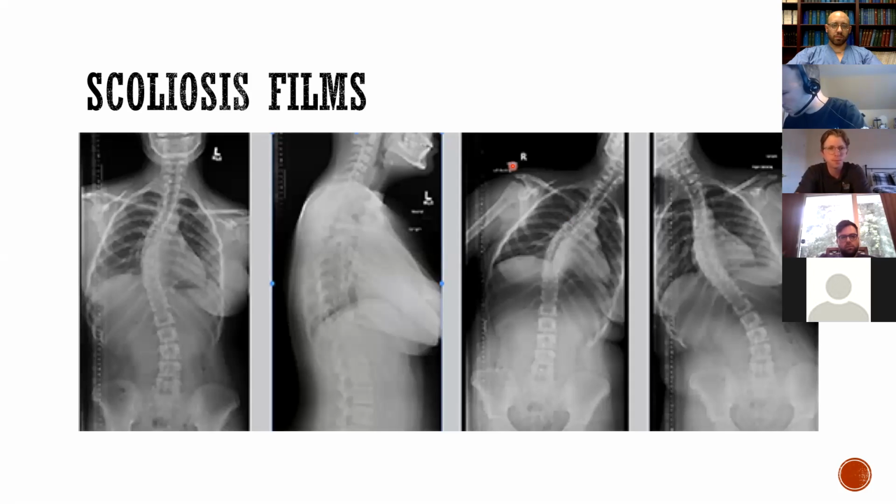And this is what scoliosis films look like. Over here on the left side of the screen is your regular PA. This is a lateral. This is a left bender. This is a right bender. Everything's flipped. Okay.